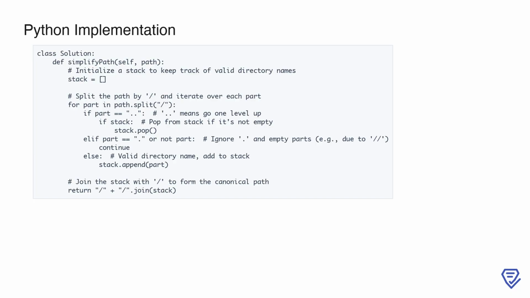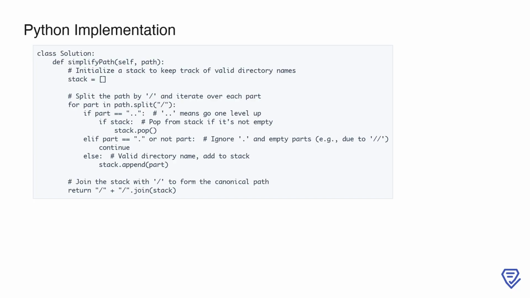4. Constructing the canonical path. After processing all components, the stack contains the valid directory names in the correct order. We join these names with / and prepend a single / to form the canonical path. 5. Returning the result. The final result is returned as a string representing the simplified canonical path. This solution handles edge cases such as multiple consecutive slashes, e.g., /a///b, paths ending with /, e.g., /a/b/, empty paths or root paths, e.g., /.